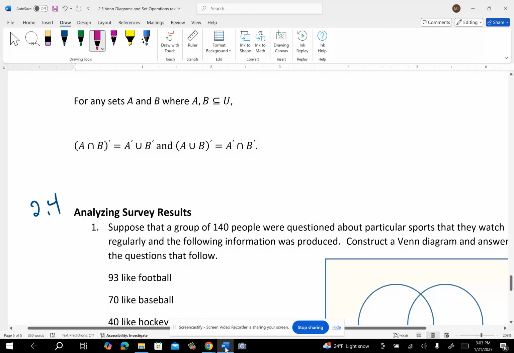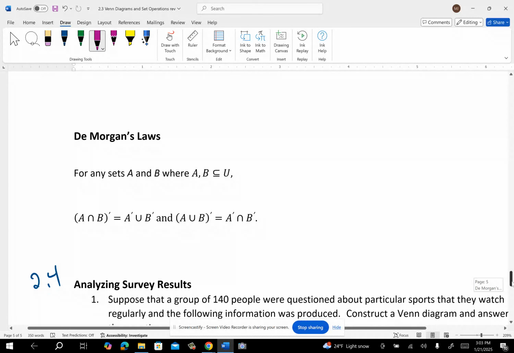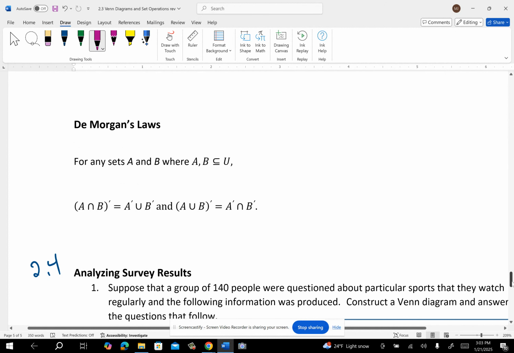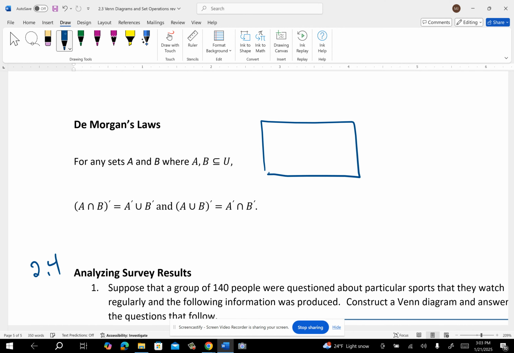All right, let's continue with the 2-3, 2-4 guided notes. There's one more thing that I believe is actually in 2-3 that I didn't go over, which talks about De Morgan's law. If we're dealing with any two sets, A and B, where both A and B are subsets of the universal set, that's kind of just implying that you've got some universal set, and A and B are inside that universal set, not necessarily intersecting. Just drawing that typical picture, then we can conclude that these two things must be true. Both of these are De Morgan's laws.